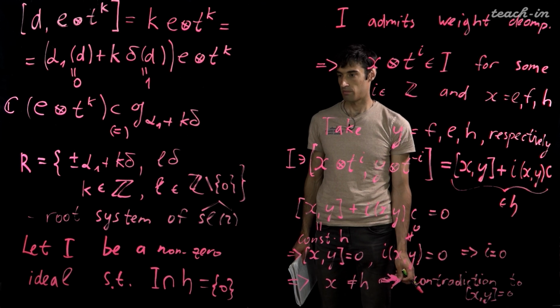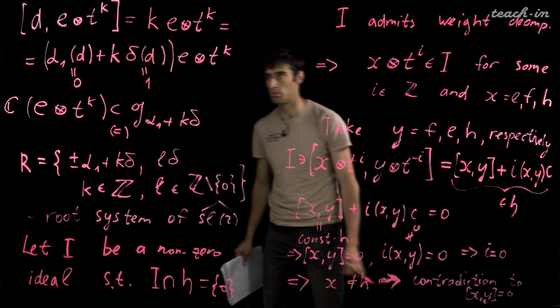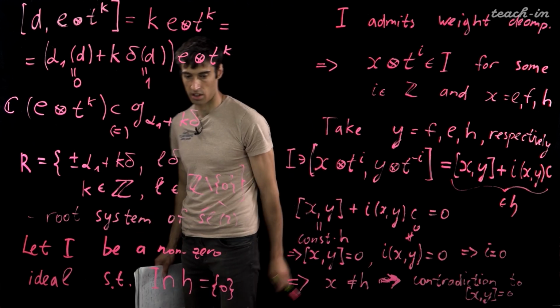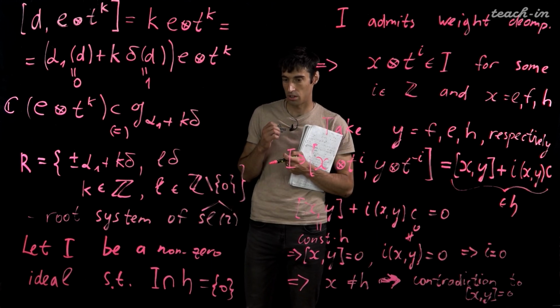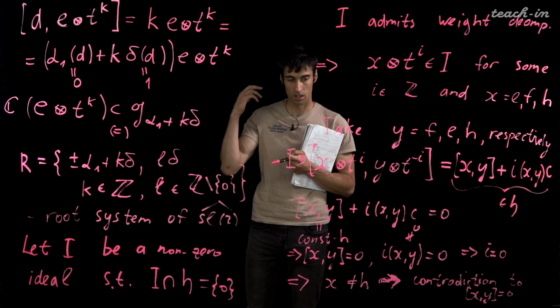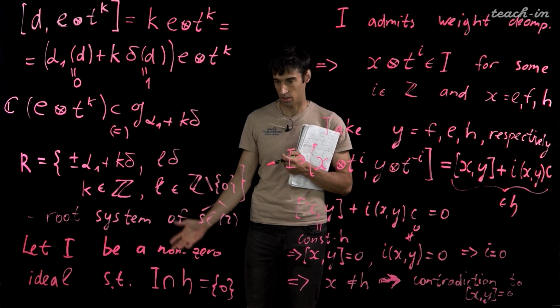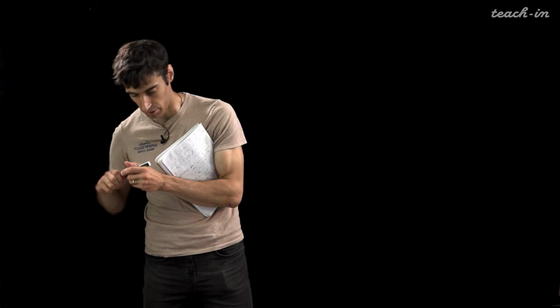And so since we have a contradiction, it means that there's no non-zero ideal such that it intersects trivially with h. And so we proved part 3, and we proved the theorem. So finally, we achieved our goals.